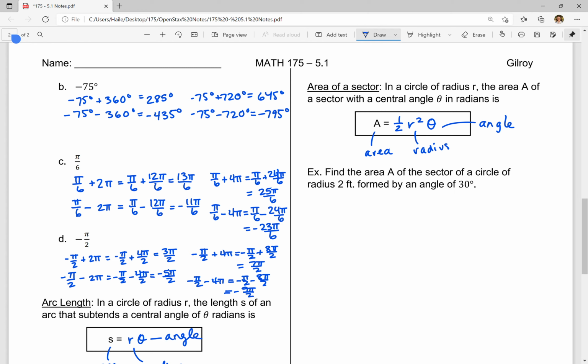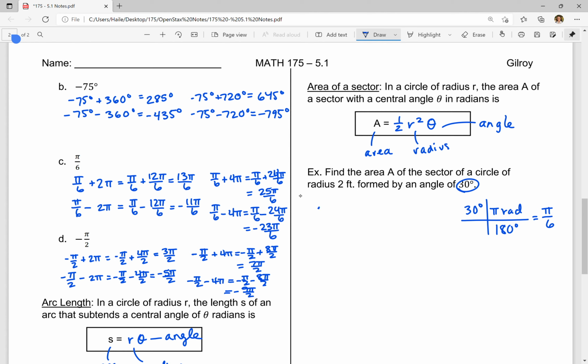So let's look at our problem. It says find the area A of the sector of a circle of radius 2 feet formed by an angle of 30 degrees. So once again, my angle was given to me in degrees. So the very first thing I need to do is change it into radians so that I can use my formula. So 30 degrees, we can multiply by our conversion factor. We can put pi radians on the top and 180 degrees on the bottom. And if I do that in the calculator, I should get pi over 6 radians. So the theta that I'm going to use is pi over 6.